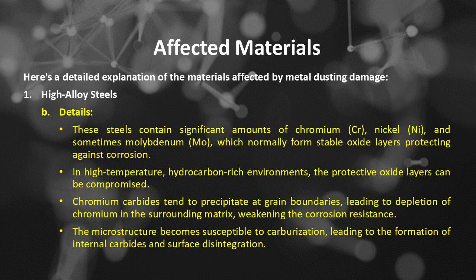In high-temperature, hydrocarbon-rich environments, the protective oxide layers can be compromised. Chromium carbides tend to precipitate at grain boundaries, leading to depletion of chromium in the surrounding matrix, weakening the corrosion resistance. The microstructure becomes susceptible to carburization, leading to the formation of internal carbides and surface disintegration.